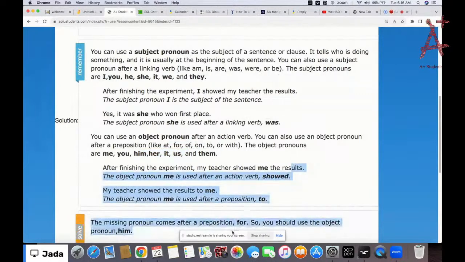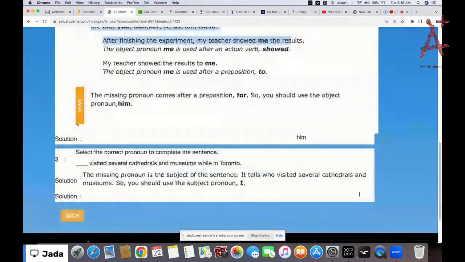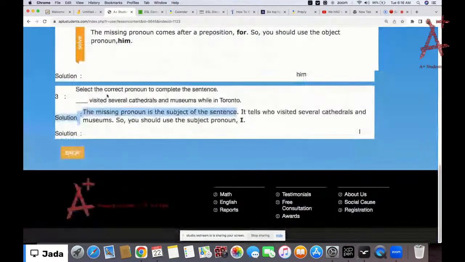So let's look at some questions before we try the test. Now, select the correct pronoun to complete the sentence. So you need to select the correct pronoun to complete this sentence. Dash visited several cathedrals and museums while in Toronto. If you see this empty space here, you know that it is missing the subject of the sentence. Because we're using pronouns now, you have to use pronouns.